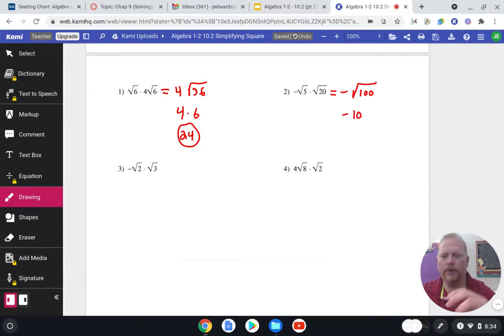All right, number 3, negative square root of 2 times square root of 3. That negative stays on the outside. Square root of 2 times square root of 3 is square root of 6. And if I go to simplify that, it only breaks down to 2 and 3, and nothing has a partner, so nothing escapes. So that's just my final answer there.